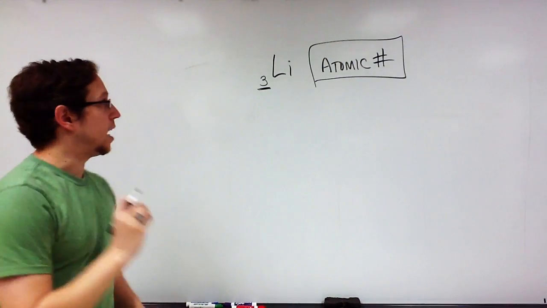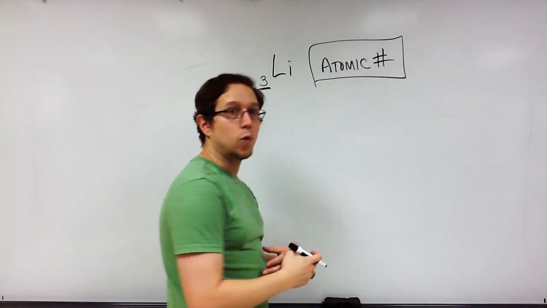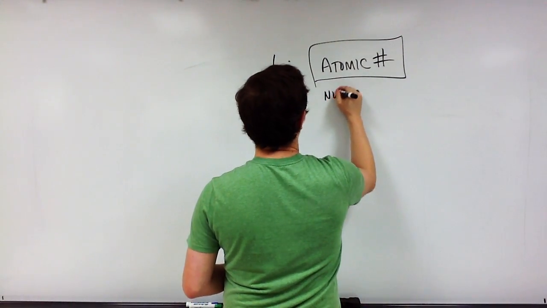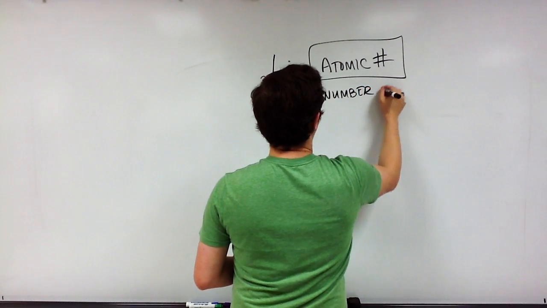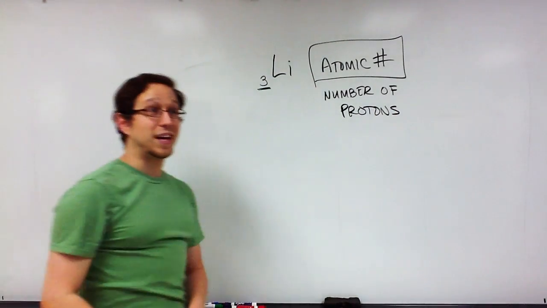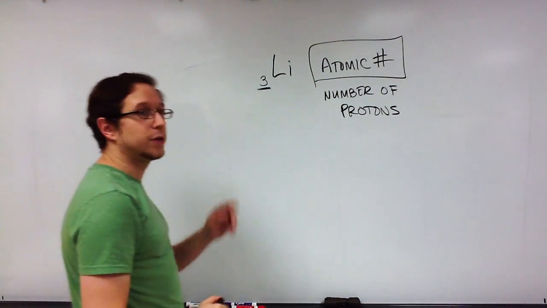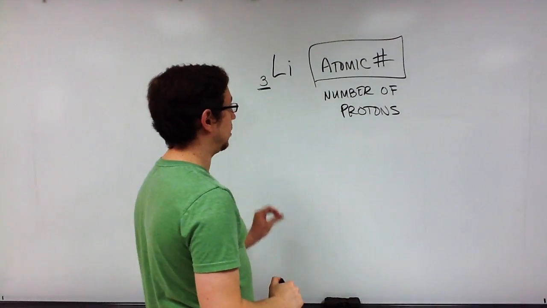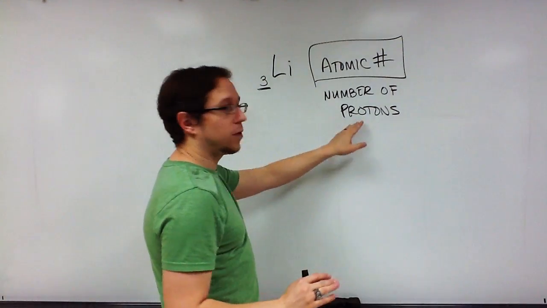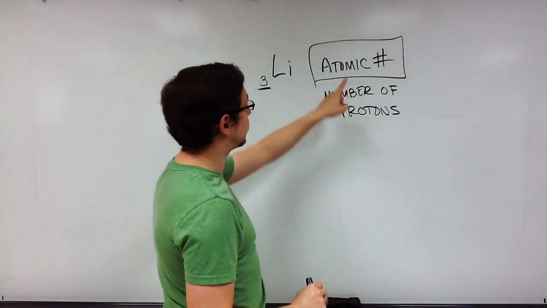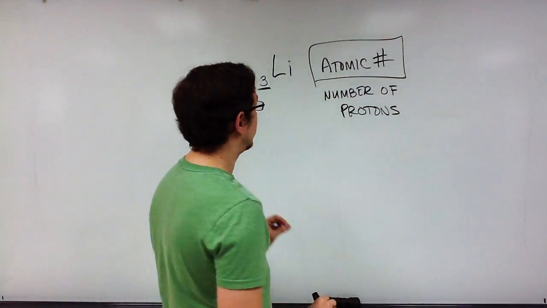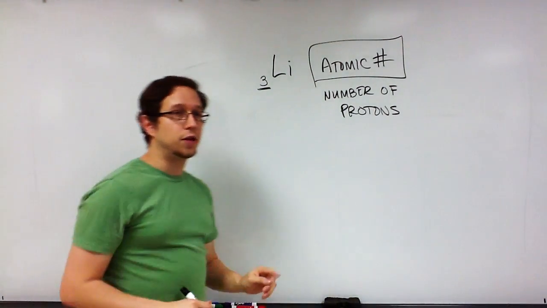The atomic number tells you one key aspect of whatever element you're looking at. And that aspect is the number of protons. So that's the number of protons that you can find in that particular element. Okay? So, atomic number, number of protons. You can't figure out the number of electrons, and you cannot figure out the number of neutrons if all you're given is the atomic number. You need additional information. So, atomic number only tells you the number of protons.